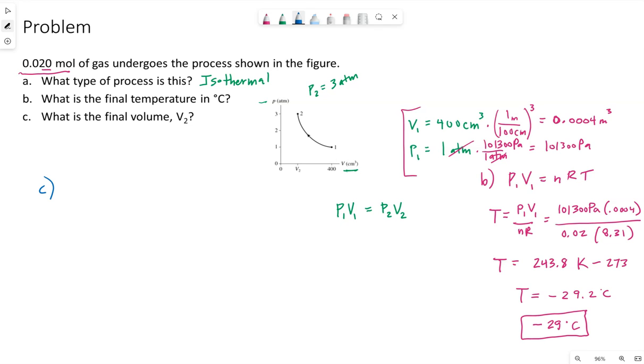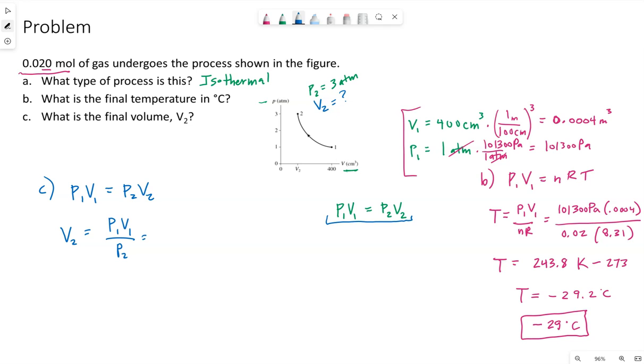For part C, we want to find the final volume. So we want to find V2 up at this last point. We know V1 and P1, we know P2. Since the process is isothermal, we can use this relationship that pressure times volume at point 1 needs to equal pressure times volume at point 2. So V2 will be P1 V1 over P2.